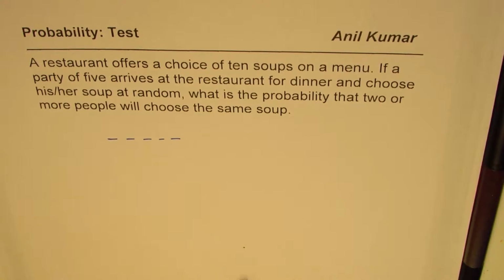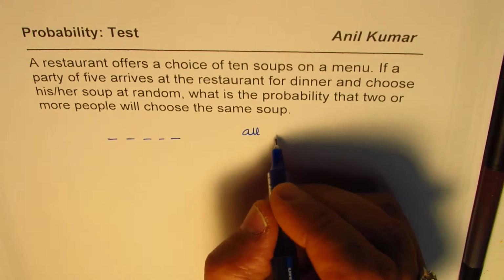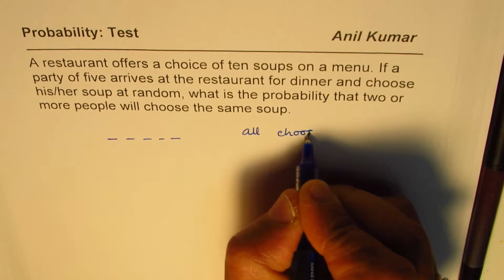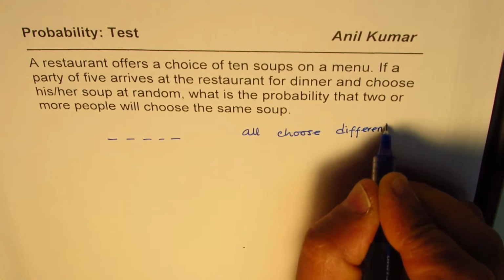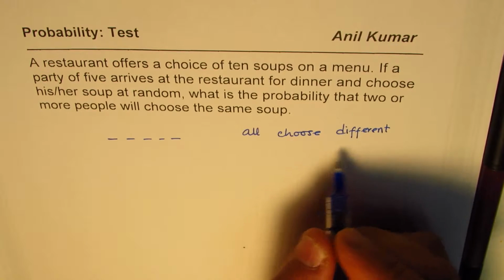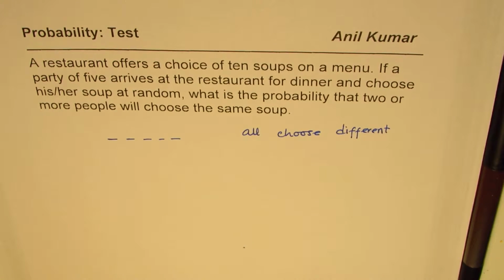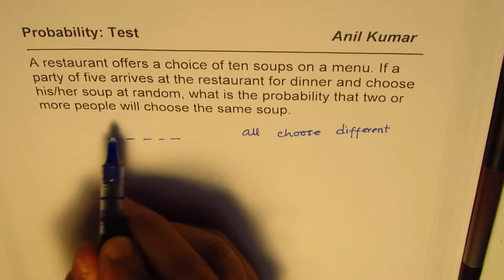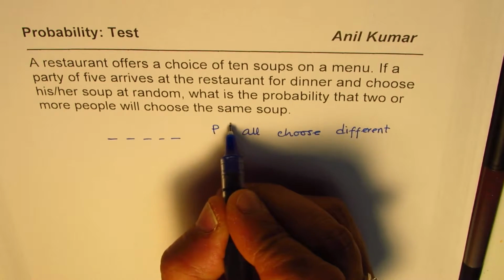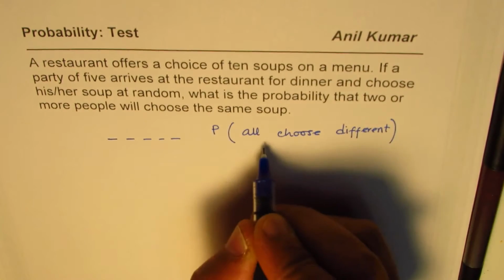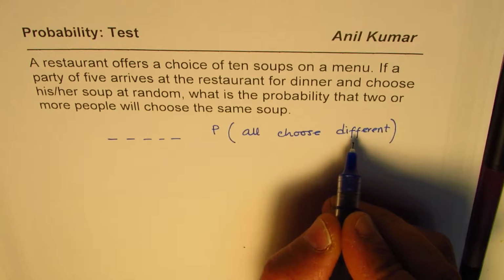Now the idea here is, let's first find the probability that all choose different soup. And then we can take the complement of that to get the probability of 2 or more people choosing the same soup, right? So first let us find the probability of all choosing different soup. That is what we are going to find first.